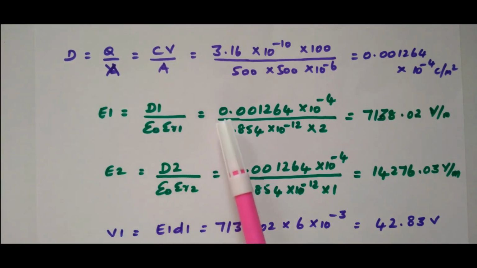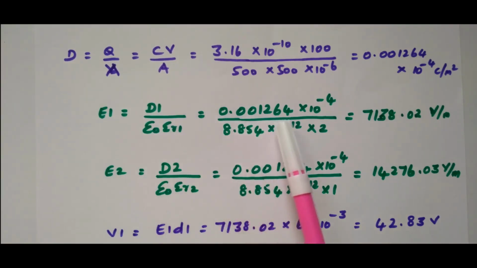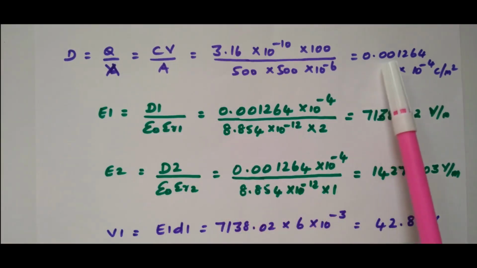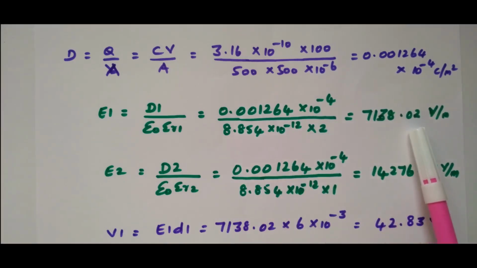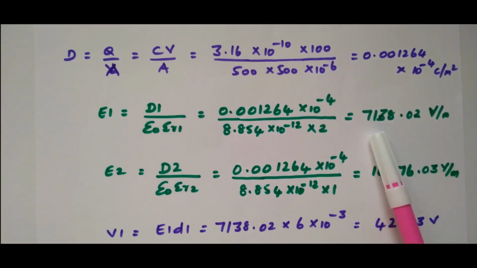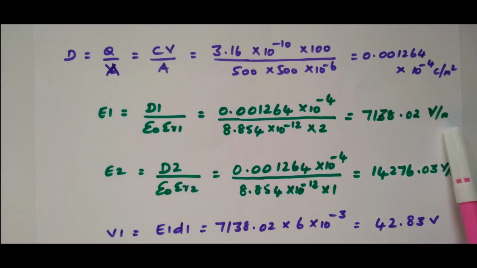So the D value is 0.001264 into 10 to the power minus 4, which we calculated, divided by epsilon naught, that is the constant 8.854 into 10 to the power minus 12. Epsilon R1 value is 2, right? So by simplifying, what did we get? 7138.02 volts per meter. Nearly 7138.02 volts per meter.